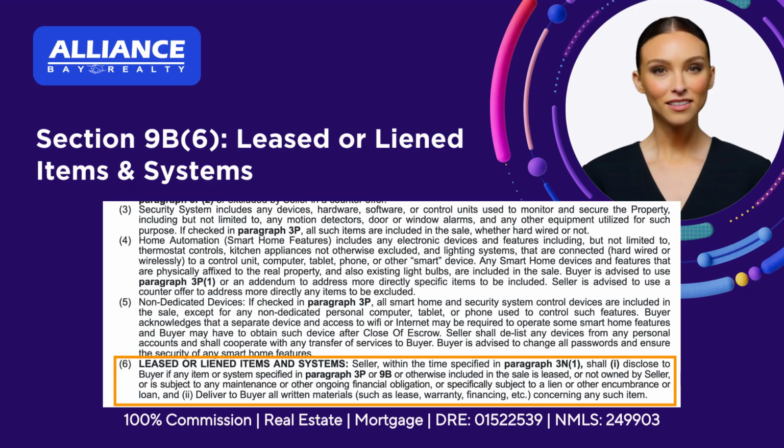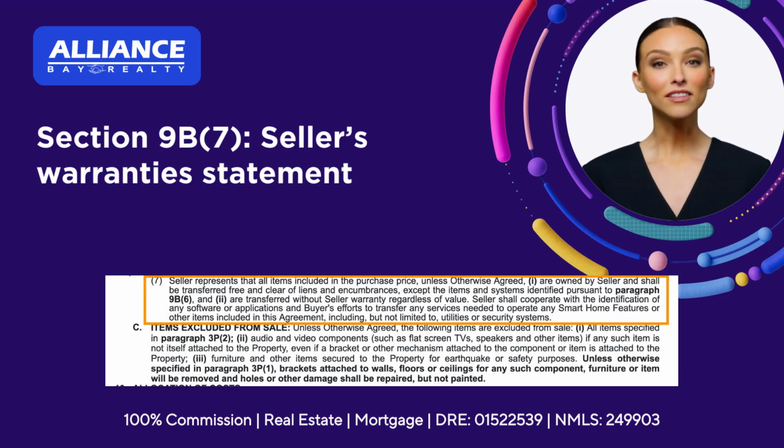Section 9B6, Leased or liened items and systems. Seller must disclose within the time in Section 3N1 if any item listed in Section 3P or 9B is leased, financed, or subject to any encumbrance. Classic examples: solar, water softeners, propane tanks, alarm contracts. Seller must deliver all written materials: lease, warranty, financing, etc. Critical consequence: items included in the sale must transfer free and clear of liens except those disclosed here. Coordinate early with title/escrow.